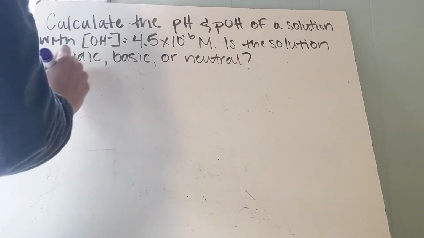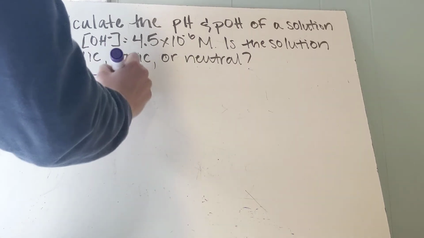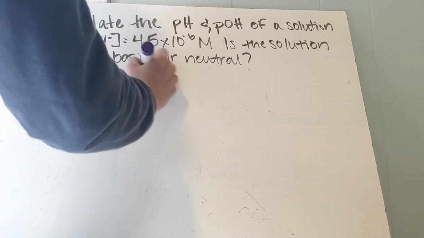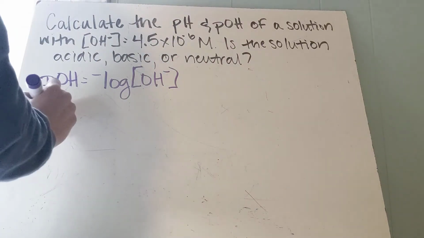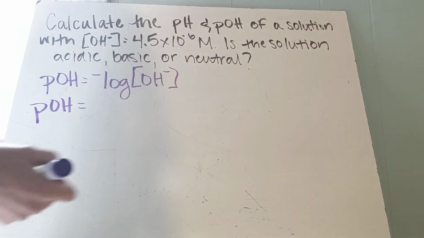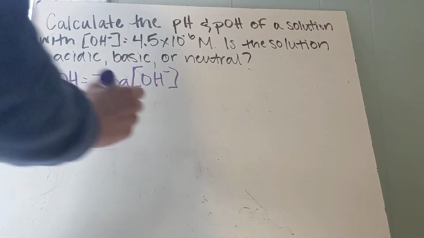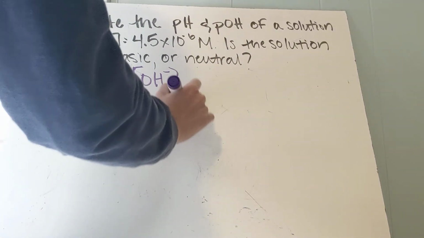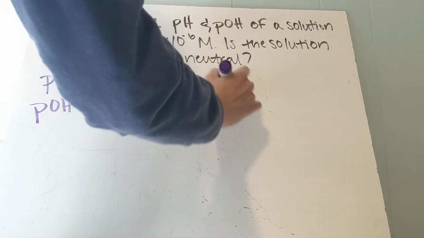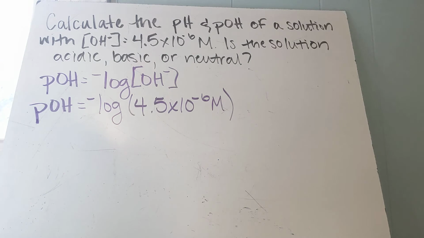So I'm going to use the formula pOH equals negative log of the OH minus concentration. And my OH minus concentration is 4.5 times 10 to the negative 6th molar. So I'm going to plug that into my calculator, hitting the negative button, hitting the log button, and then hitting 4.5 second E to the negative 6th. And I get 5.34.